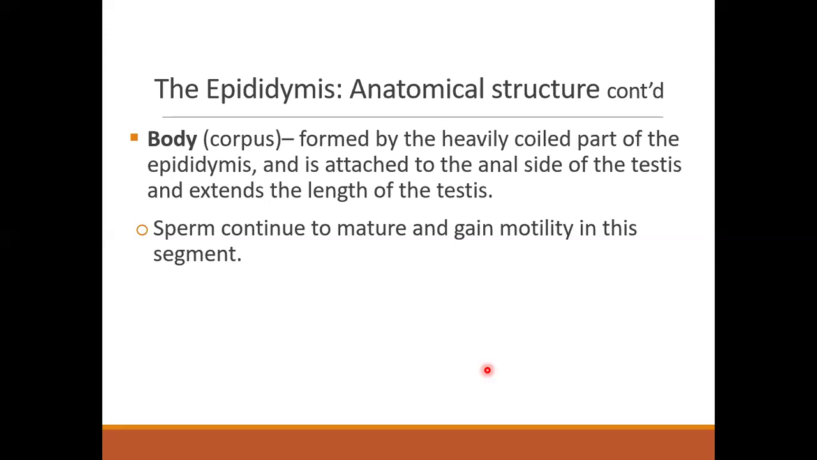So by the time the sperm move from the head through the body, it is like a baby who is beginning exercising how to walk. So through that, the sperm is learning how to move. Okay, so they are still within the realms of maturation. So sperm continue to mature and gain motility in this segment.